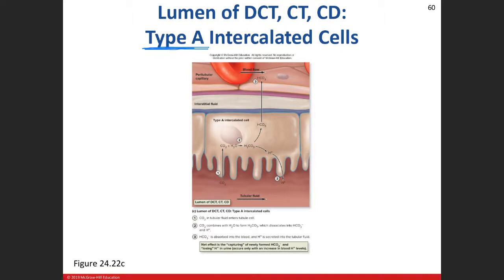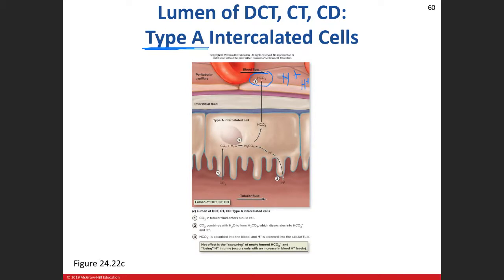So now we're going to see, in the intercalated cells, depending on whatever is going on in the blood, what if the blood is too acidic in this situation? That means our blood has tons of hydrogen ions floating in it. So if the blood is too acidic, we have to buffer it. How do we buffer it? We need to make this. Okay, so how do we do that? We just saw it on the previous slide.